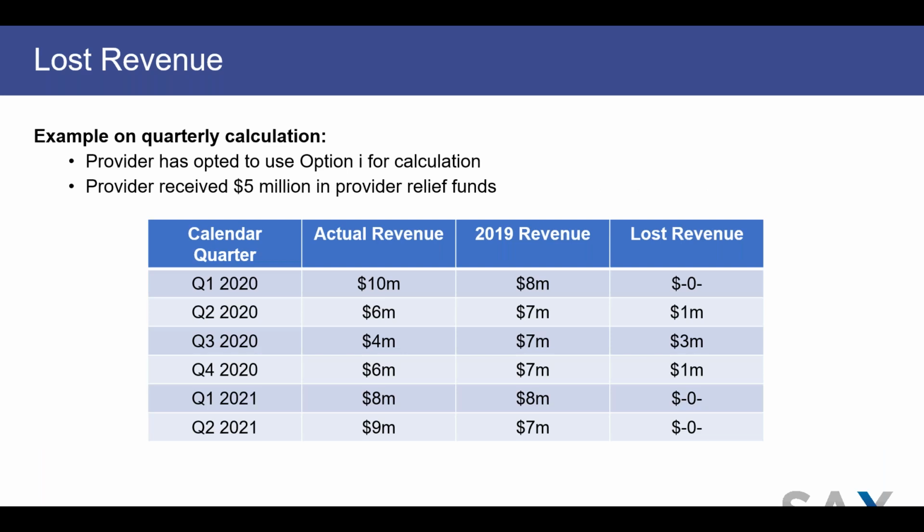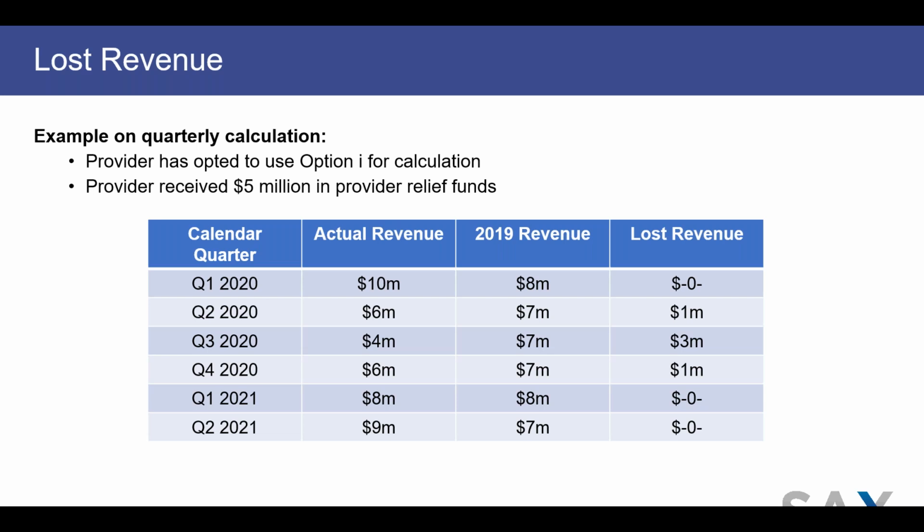So here I just have a quick example on how the quarterly calculation will really work. In this example, the provider has opted to use option 1 for the calculation. So that's the actual 2020 versus the actual 2019 revenues. And in this situation, the provider received $5 million in provider relief funds, and we're going to assume there were no expenditures for this example.